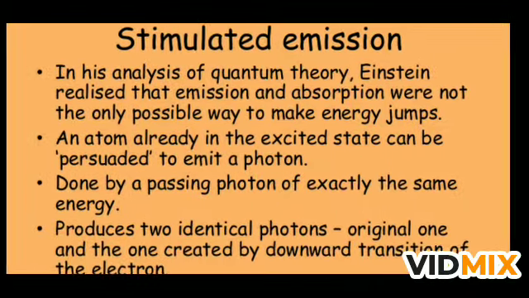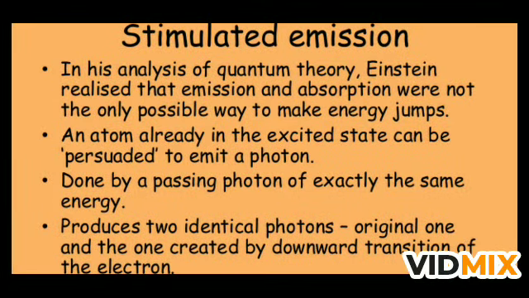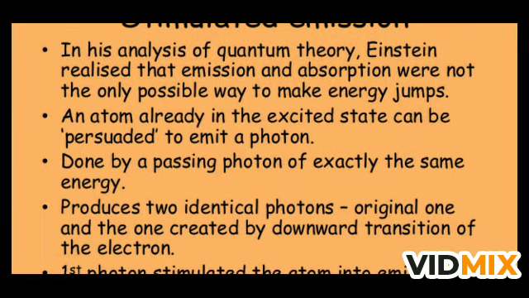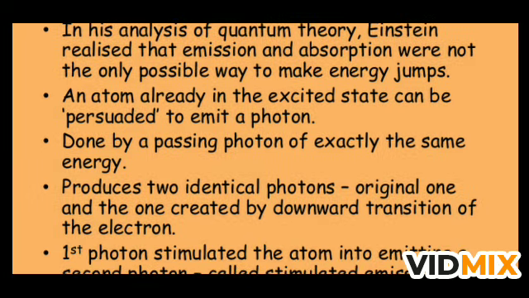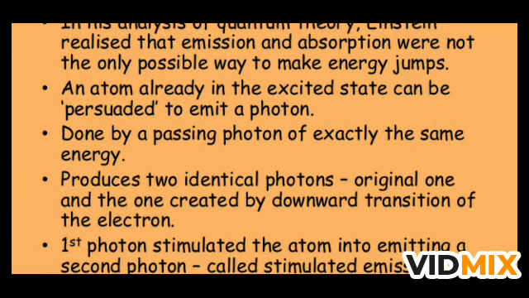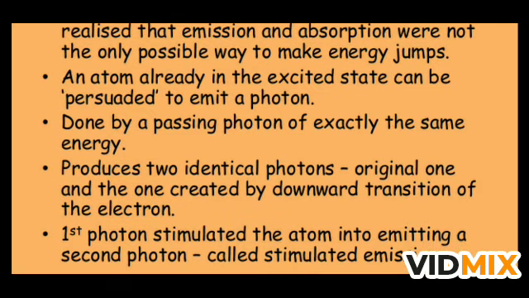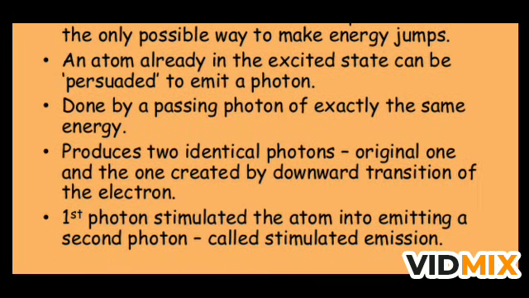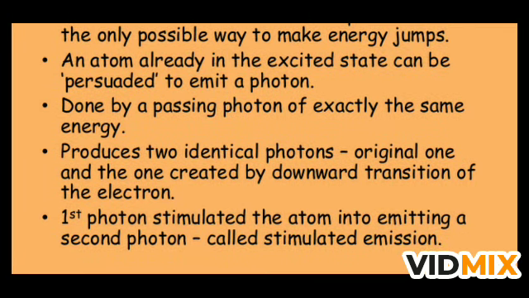Stimulated emission. In his analysis of quantum theory, Einstein realized that emission and absorption were not the only possible ways to make energy jumps. An atom that is already in the excited state can be persuaded to emit a photon, done by passing a photon of exactly the same energy. This produces two identical photons, the original one and the one created by the downward transition of the electron. The first photon stimulated the atom into emitting a second photon, called stimulated emission.